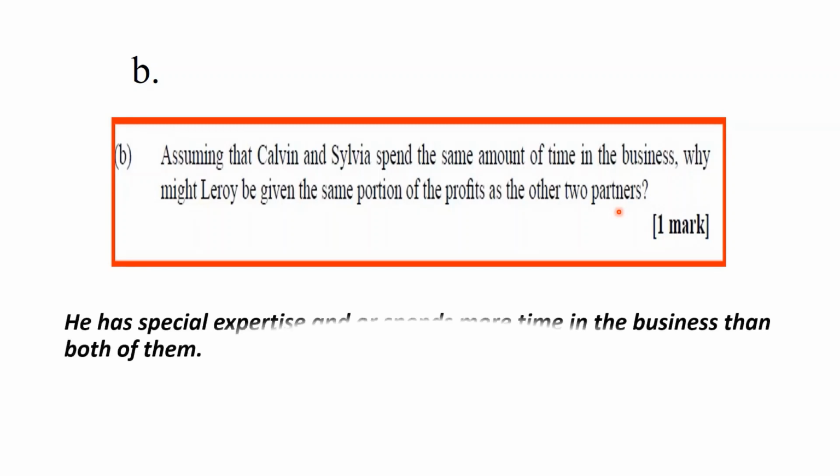After thinking about it, you could come up with something like this. He has special expertise and spends more time in the business than both of them. The special expertise especially. He can provide a little capital, and because his expertise is needed by the business, he gets a bigger portion of the profits than the other two partners.